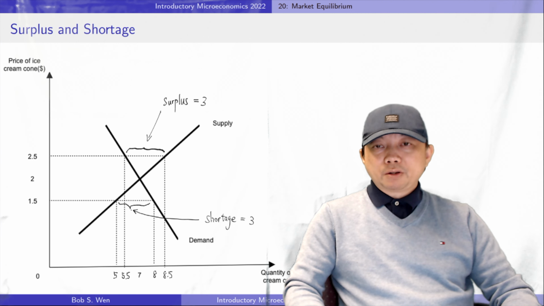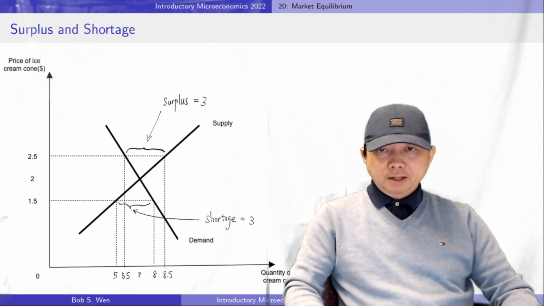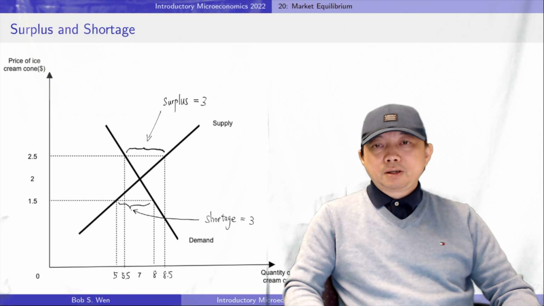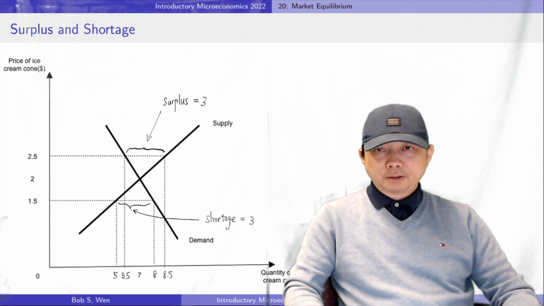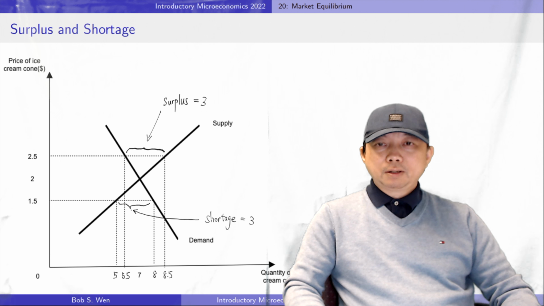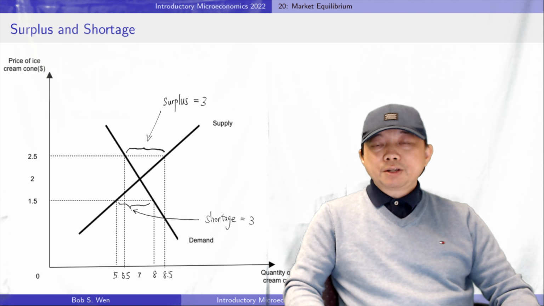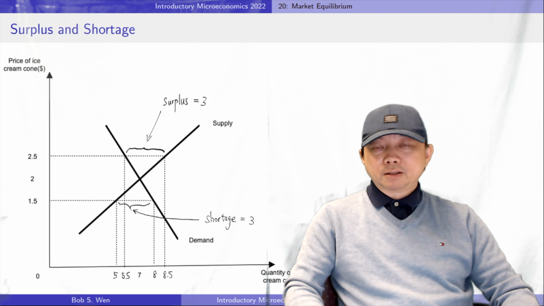Sellers respond to the surplus by cutting the ice cream's price. Falling price increases the quantity demanded and decreases the quantity supplied. Once again, these changes represent the movement along the supply and demand curves. Price continues to fall until the market reaches equilibrium.